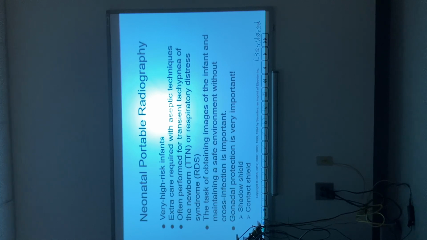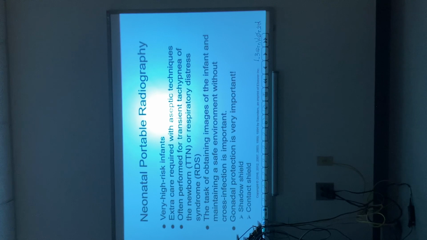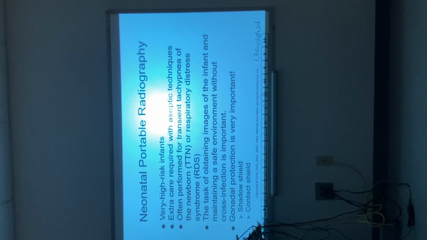These babies, a lot of times they have daily x-rays done, sometimes multiple times throughout the day for various reasons. So we've got two listed up here, tachypnea and then RDS. RDS was recently on the rise. I'm not sure how it is right now, but a lot of pediatrics were being impacted by RDS. Depending on what's going on with them, they're gonna have a lot of x-rays done.